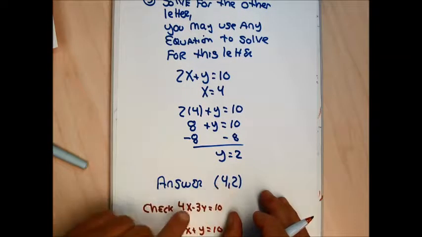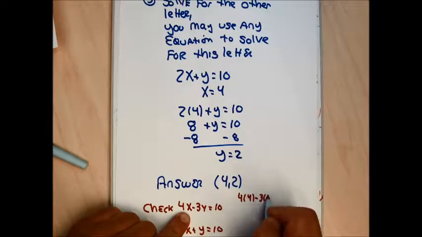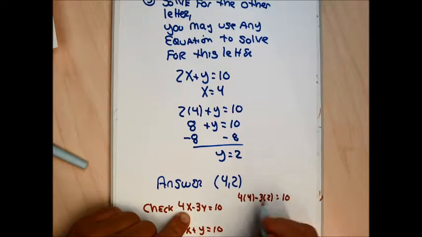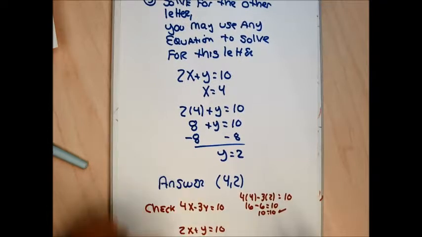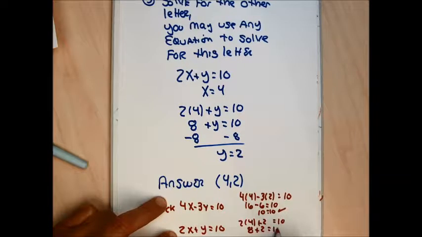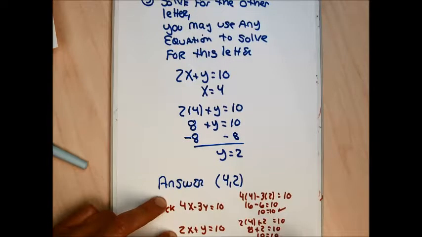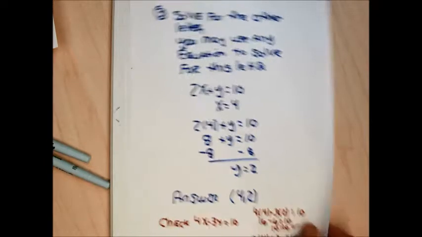So in the top one, I'm going to go 4 times 4 minus 3 times 2. Make sure that that equals 10. This will give me 16 minus 6 equals 10, which is 10 equal to 10, so that works in that one. Same for the bottom one. Put in 4 for x and 2 for y, and make sure that it checks as well. And it does check because it gives me 10 equal to 10. So completely done even with the checking for problem 22.